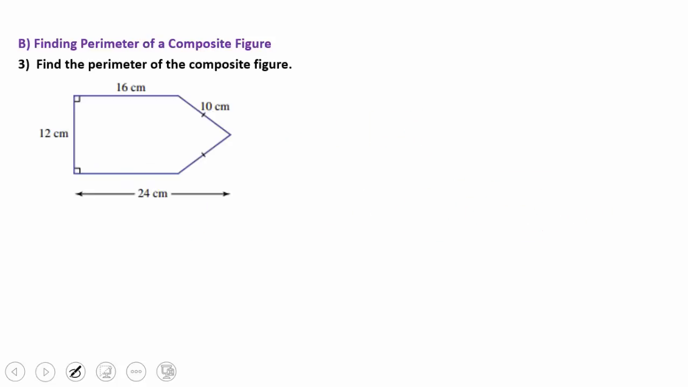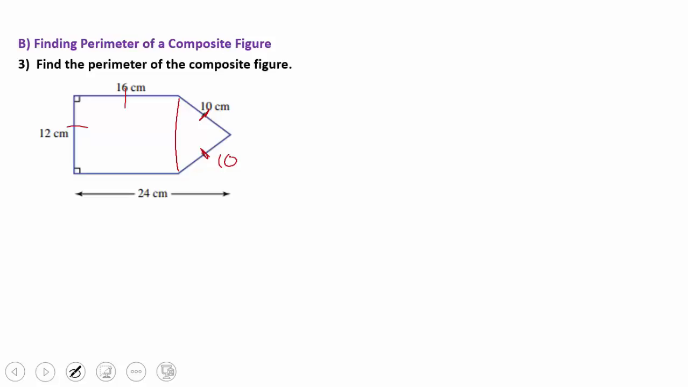So here we have a composite figure. You probably recognize right here, I can cut it up, and I have a rectangle and I have a triangle. So that being said, I'm going to go with what I know. I know that this side is 12. All right. I know this side is 16. It's telling me that this little diagonal side is 10, and it has a mark on it, because that tells me that this side over here is also 10.